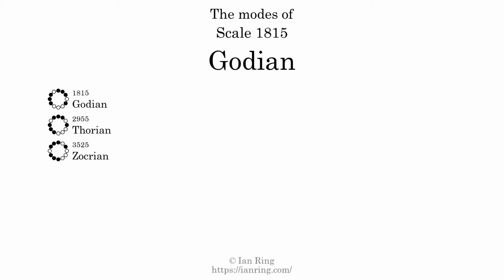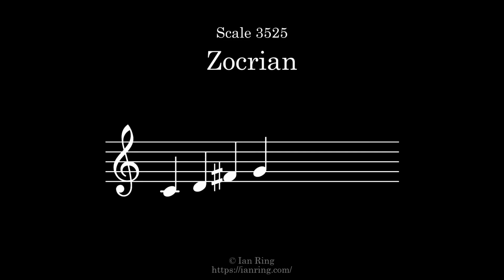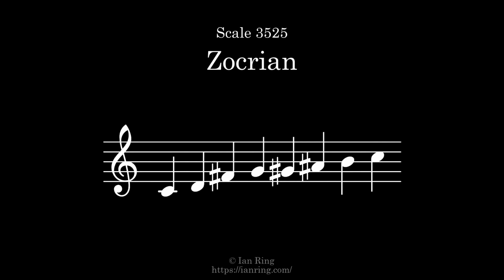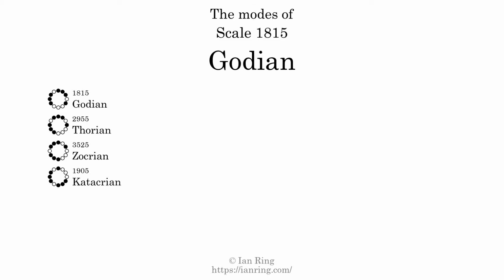The third mode is scale 3525, also known as Zocrian. It sounds like this. The fourth mode is scale 1905, also known as Catacrian. It sounds like this.